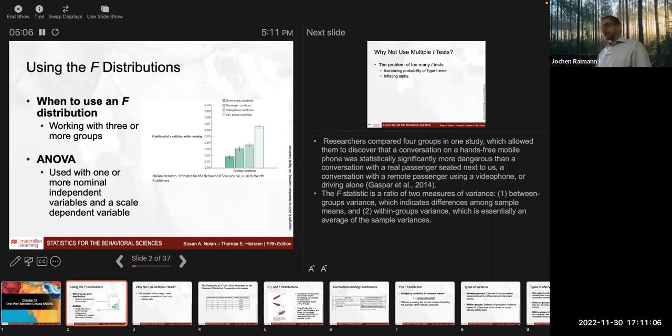So if you want to compare now these different conditions, or you want to compare whether video phone is actually significantly different from cell phone, or cell phone is significantly different from driving, you could do that. You could find out what the differences are. You could do this by doing individual t-tests, comparing each of these conditions amongst each other.